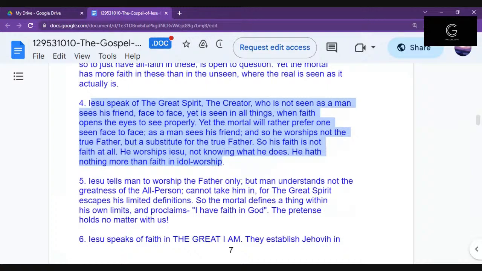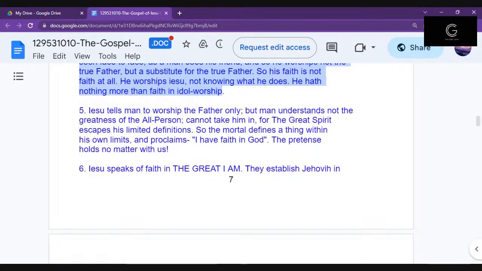They worship Sakaya Gautama. They worship Confucius. They worship Quetzalcoatl and Manito. He worships Osir and Horus. He worships Iesu, the Savior, not knowing what he does. He hath nothing more than faith and idol worship. Look at it. I ain't saying it.